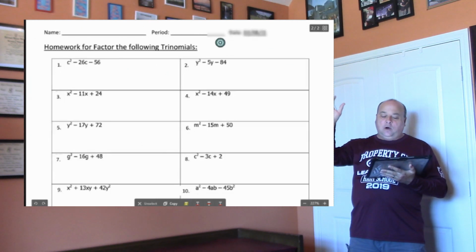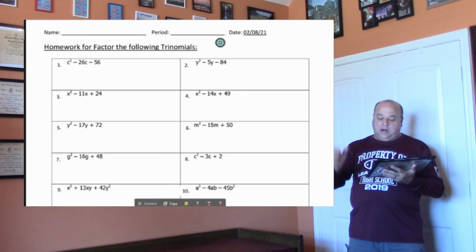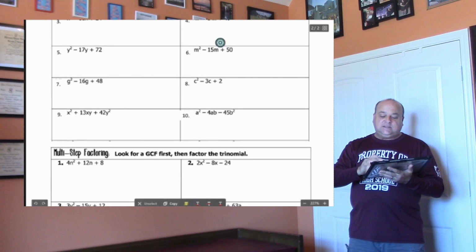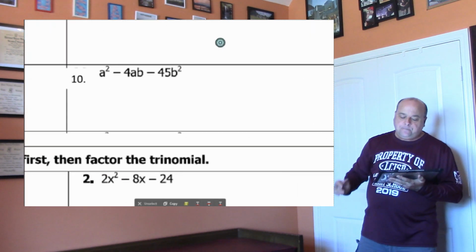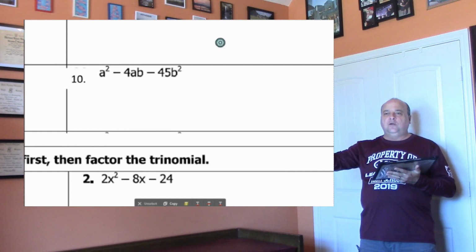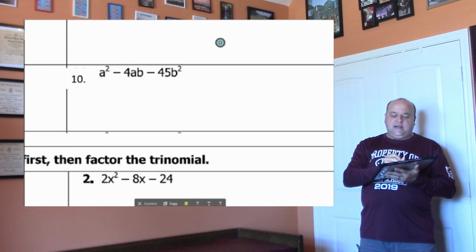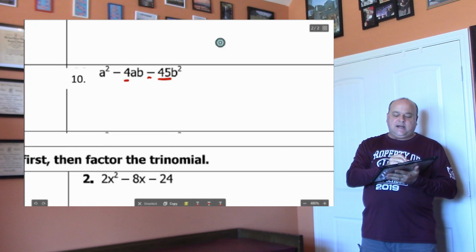Now then, I'm only going to do a few of your homework problems. Hopefully you got this down. Something that was not covered. Let's go to number 10. Okay, there's letters on both of them. No trouble though. But we need the factors of 45 that subtract and get 4.